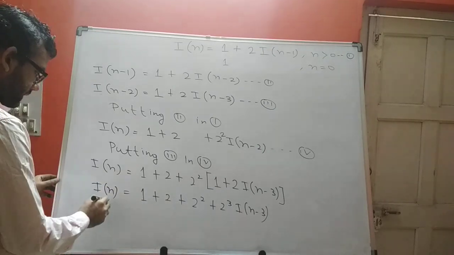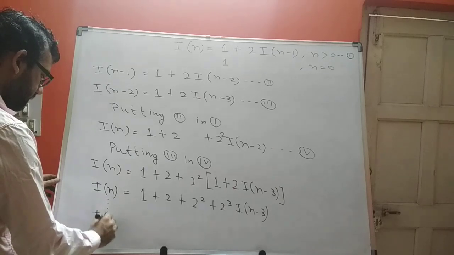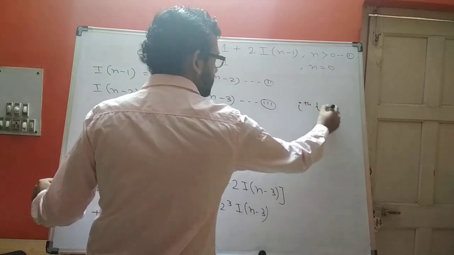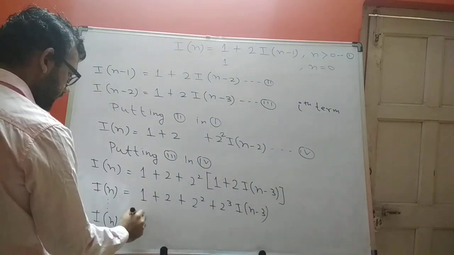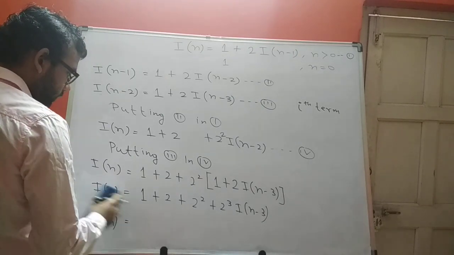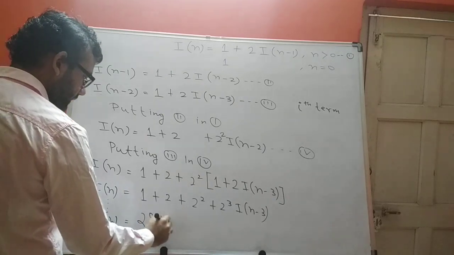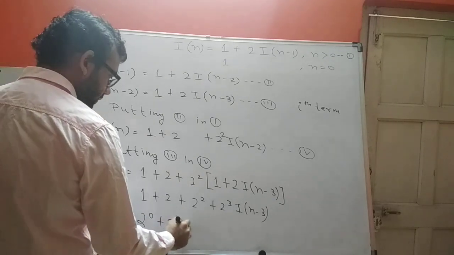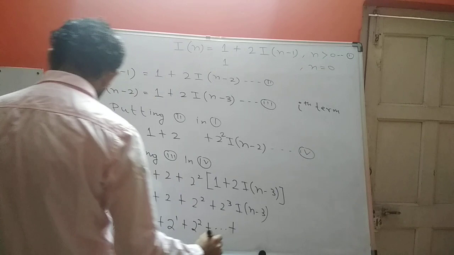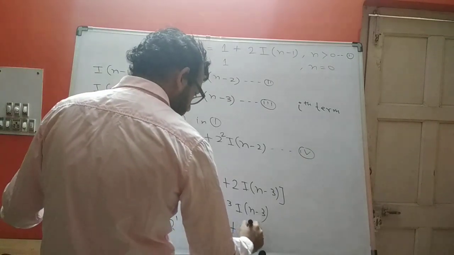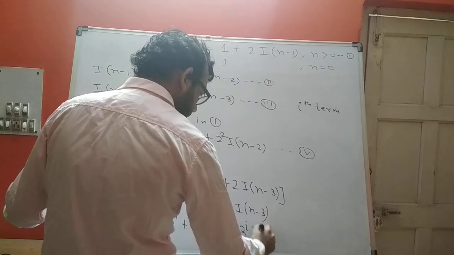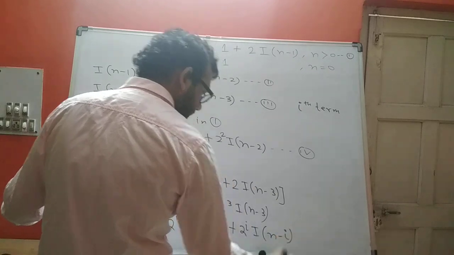Now if I generalize this for the ith term, what would I get? I'll get 1. Now 1 can be written as, if you can rewrite 1 as 2 to the power of 0, then it will be easier for you to understand. 2 can be written as 2 to the power of 1. This can be written as 2 to the power of 2, and so on till 2 to the power of I into I of n minus I, right?